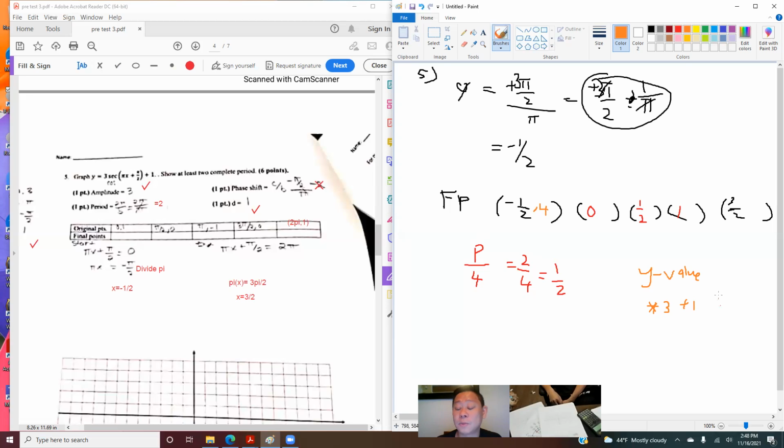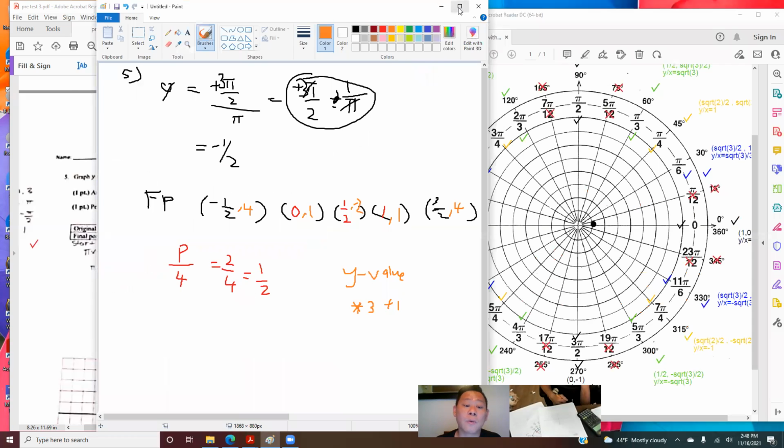0 times 3 plus 1? 1. -1 times 3 plus 1? -2. What's the next one? 0. So 0 times 3 plus 1 is 1. And then 1 times 3 plus 1 is 4. So this is where you will graph.